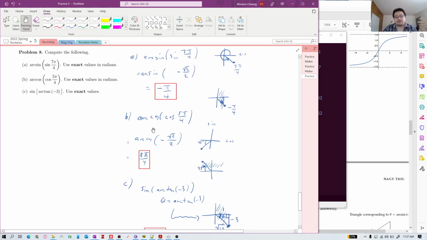Okay, for part B, arc cosine of 5 pi over 4. So first we want to evaluate this inner expression, this cosine of 5 pi over 4. Well, 5 pi over 4, 135. The over 4 means it's a 45-degree angle.